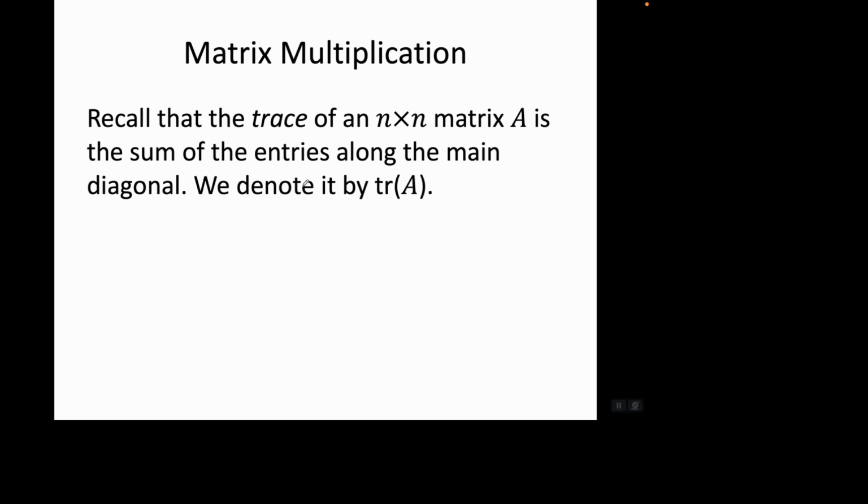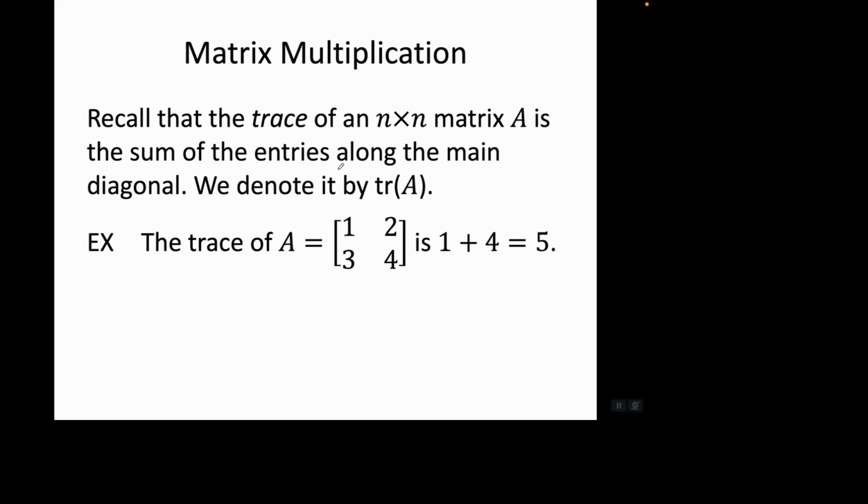And lastly, recall that the trace of an n by n matrix A is the sum of the entries along the main diagonal. We denote it by this symbol. That's the trace of A. So for example, the trace of [1 2; 3 4] is 1 plus 4, in other words, 5.